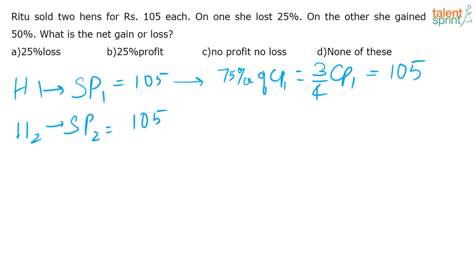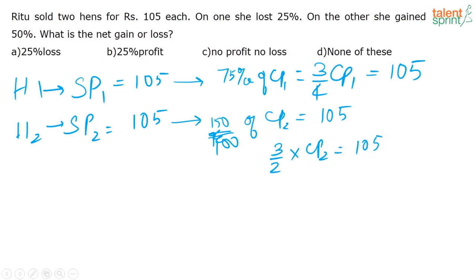Similarly, they have given that on the second hen she gained 50%. So what does that mean? If the cost price of the second hen is CP2, she is gaining 50%, so she is selling it for 150 by 100 of the cost price. And this is equal to 105. So 150 by 100 is nothing but 3 by 2. So 3 by 2 of CP2 is equal to 105. From this you can find the value of CP1 and CP2, that is the cost price of the first hen and the cost price of the second hen.